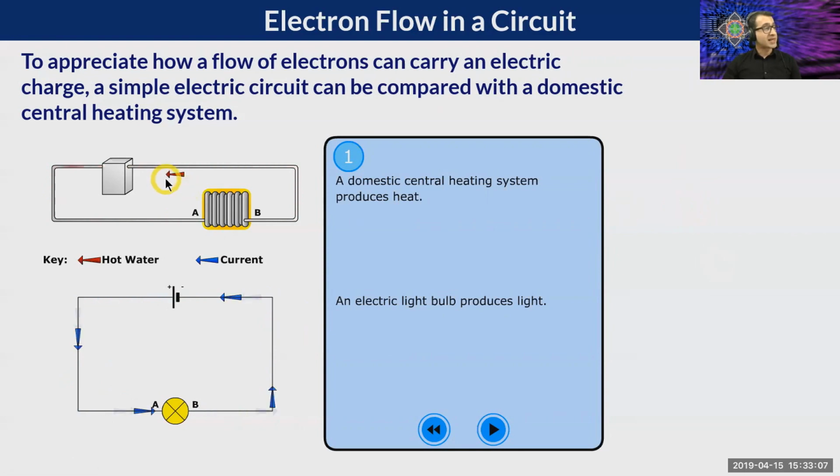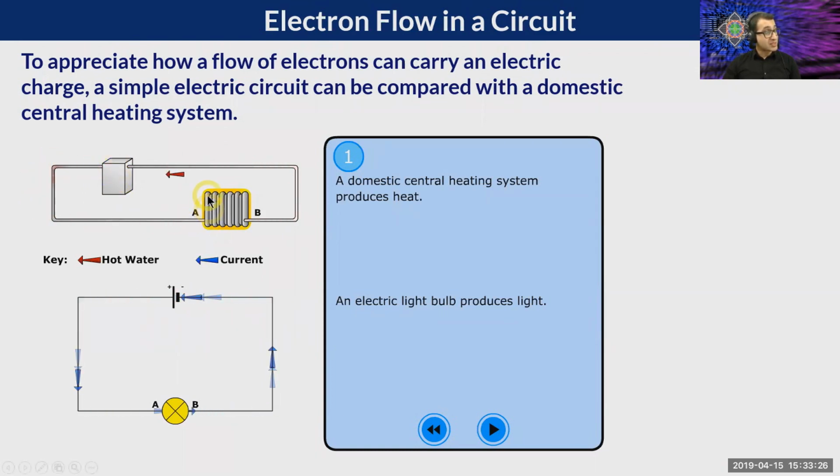So let's use an analogy where a simple circuit like this one is somewhat analogous. We can compare it to a domestic central heating system where you have the pump, which is pumping the water through these pipes and also heating the water before it's pumped through the pipes.